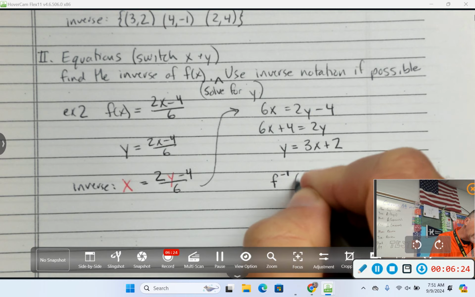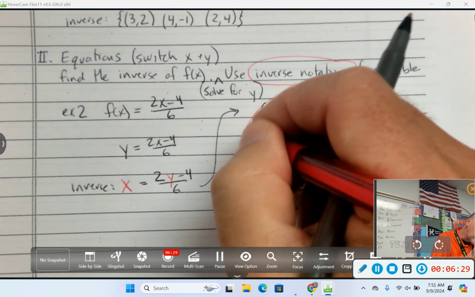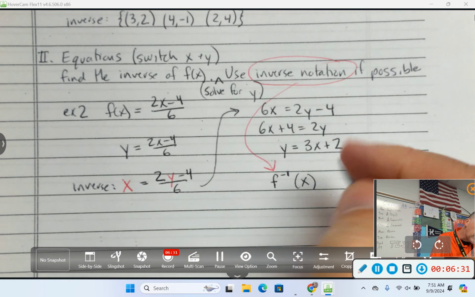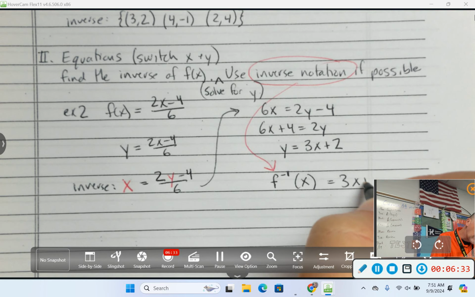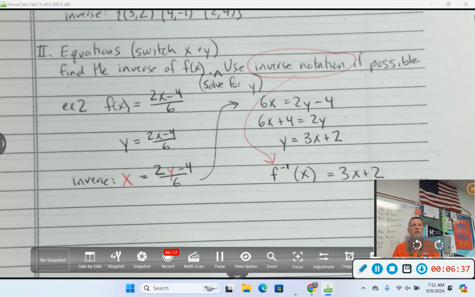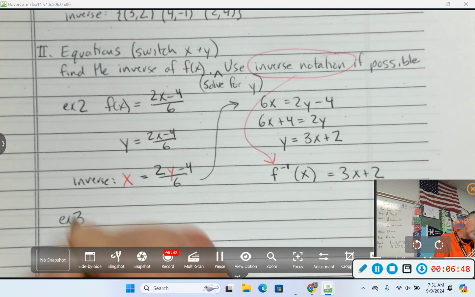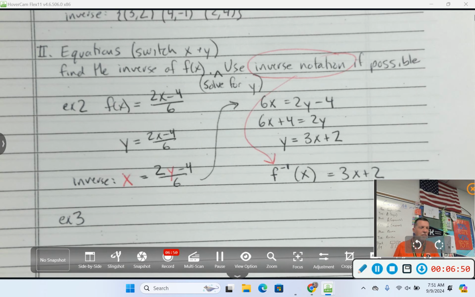Yeah, that's a function. So here's function notation. F with a little negative 1. That's inverse notation. That means the inverse of f is 3x plus 2. It was definitely longer. The concept was just as simple, right? Switch the x and the y. The longer part was solving for y.